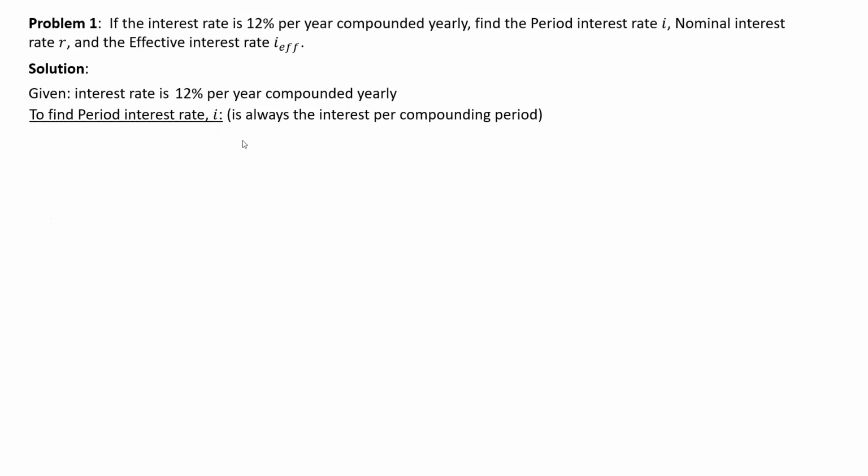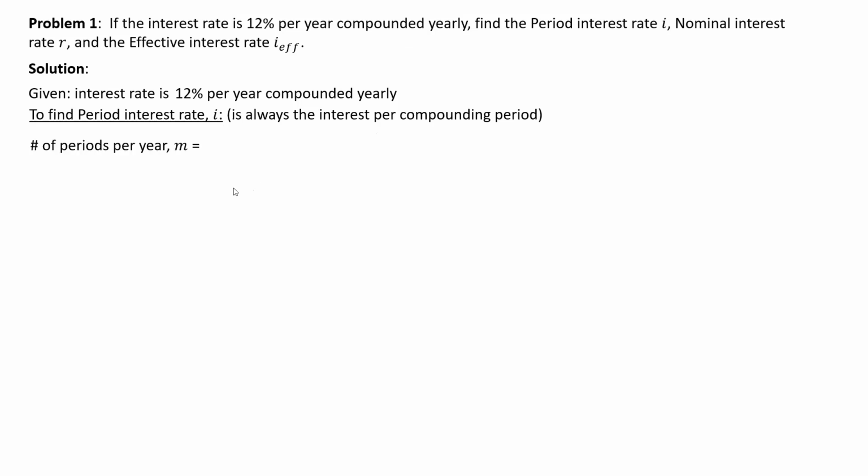In parentheses, I thought I'll indicate to you that you should be absolutely clear about this one. Period interest rate is always the interest per compounding period. What is the compounding period here? Compounded yearly, so the compounding period is 1 year. And so the period interest rate in this particular question should be the interest rate per year.